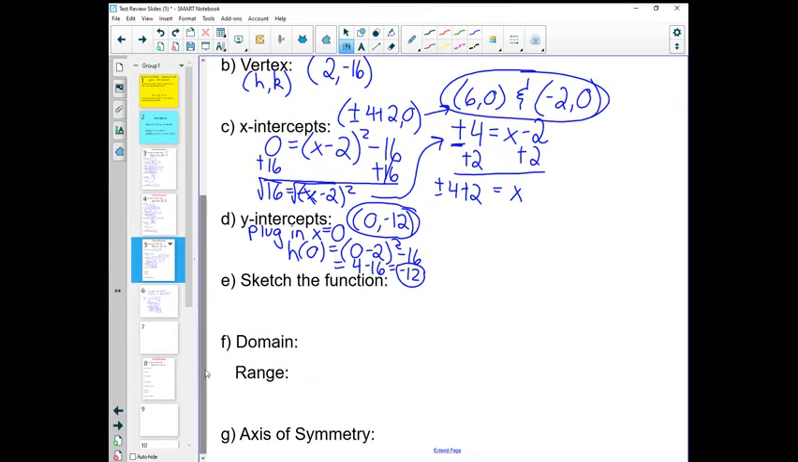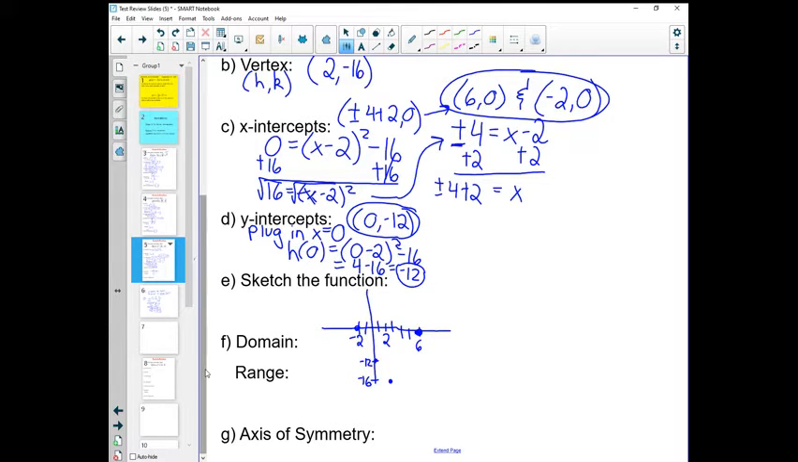Using the x and y-intercepts and the vertex, we can sketch what our graph is going to look like. The vertex was at (2, -16), which is way down here at the bottom. Just kind of eyeball it there. The x-intercepts we found to be at (6, 0), so I'm going to go to 6 on the x-axis and put a dot, and at -2, and put a dot along the x-axis. The y-intercept was at -12 along the y-axis.